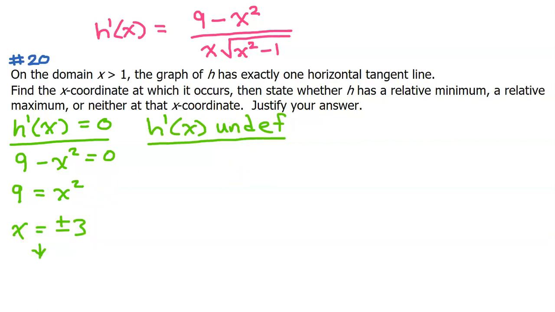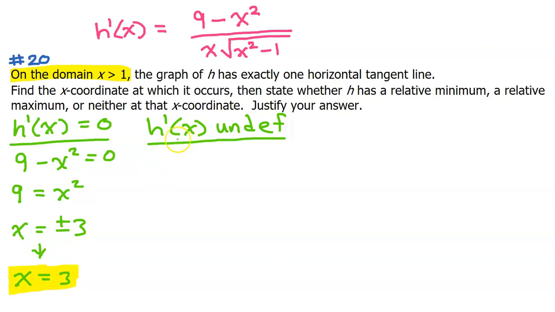Small correction, we are dealing with a restricted domain of x greater than 1. So that leaves out the negative 3. So we have one critical number. x is equal to 3.